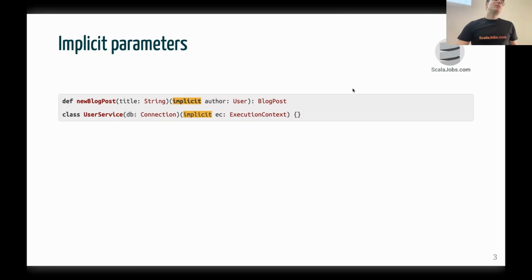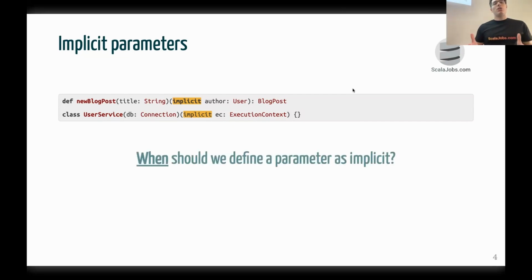So really the goal of this presentation is to answer this question: when should we define a parameter as implicit and, most importantly, when we shouldn't? Does it make sense? Cool. So first, I would like to start by looking at how implicit works, just to look at the scaffolding, and then we'll go through 2 design patterns that I think make sense to use implicit parameters.